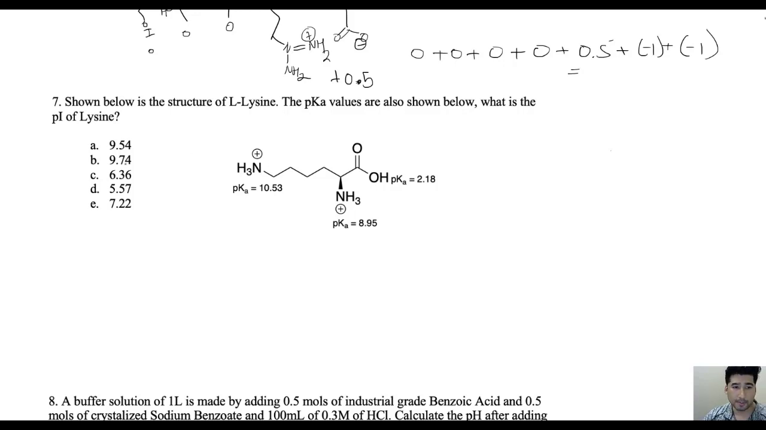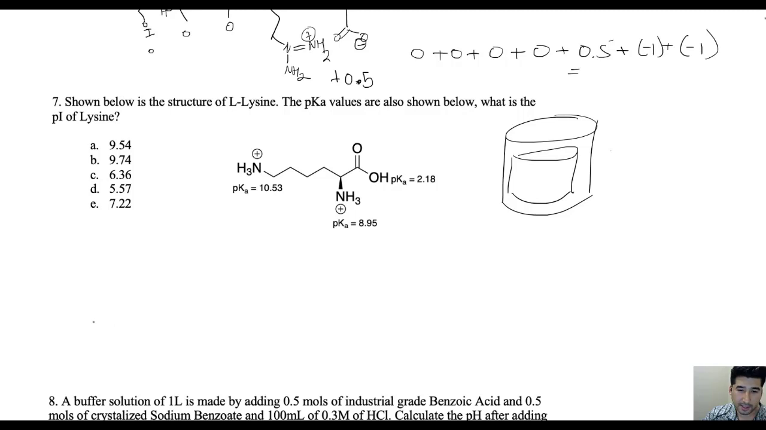So, shown below is the structure of L-lysine. The pKa values are shown below. What is the pI of lysine? So, in order for us to find the pH at which a solution of lysine, so let's say this is our solution of lysine, and we want to find out at which pH it'll be completely neutral. All we got to do is use something I created called the box method.